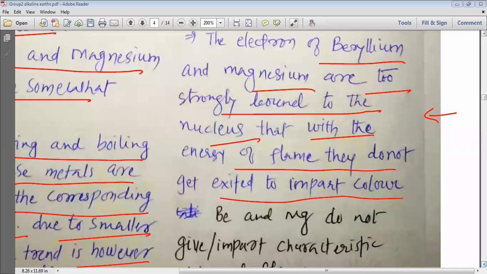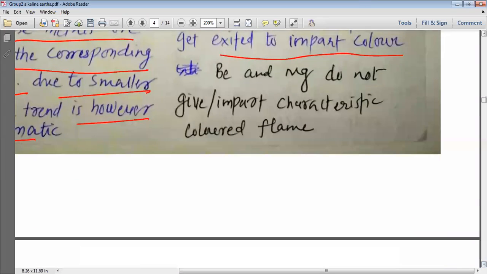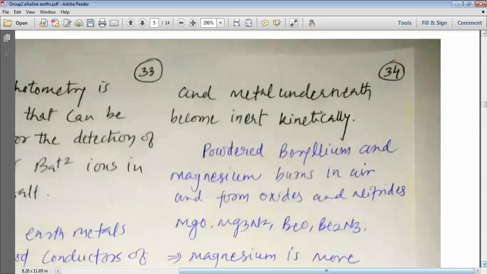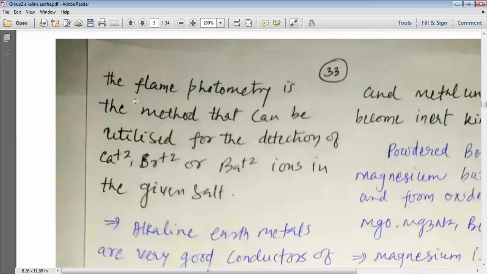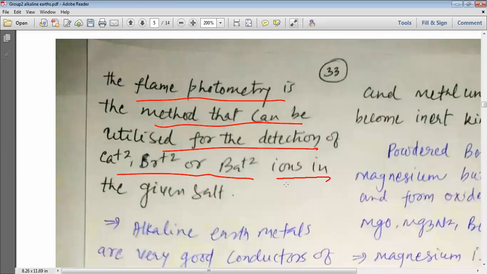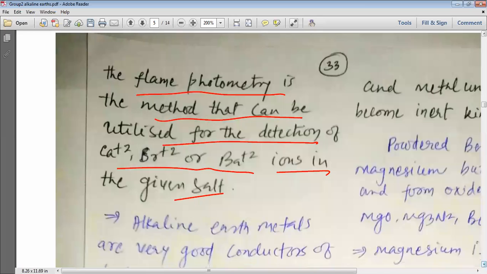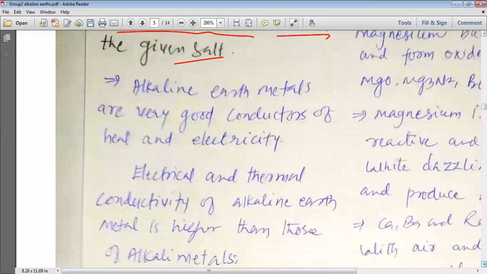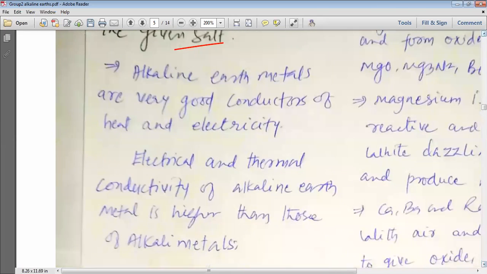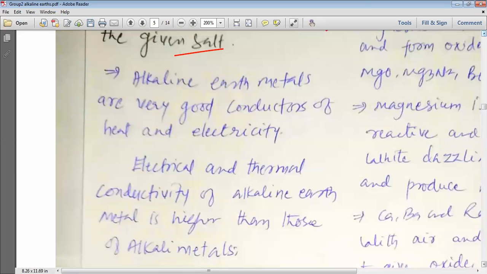Let's move forward and study more. Beryllium and magnesium do not impart a characteristic colored flame, and that is why they cannot be detected by flame photometry. Flame photometry is the method that can be utilized for detection of the calcium, strontium and barium ions in the given salt. By heating the salt on the flame, we can identify whether Ba2+, Ca2+ or Sr2+ ions are present in the salt or not.